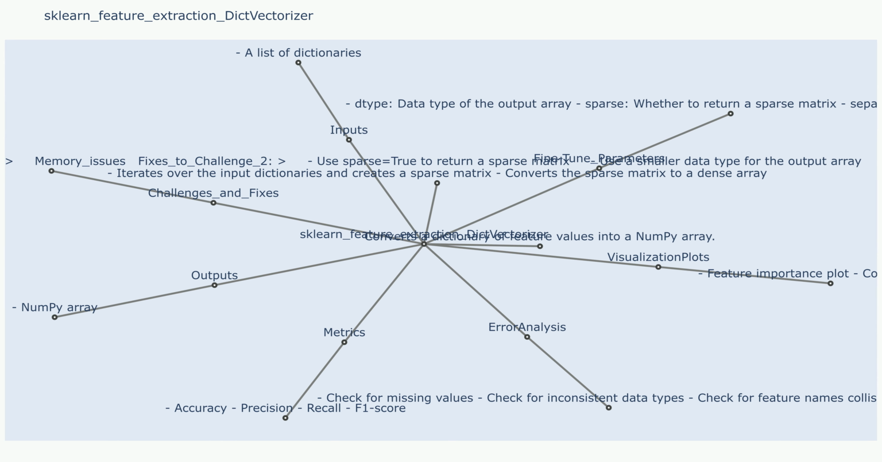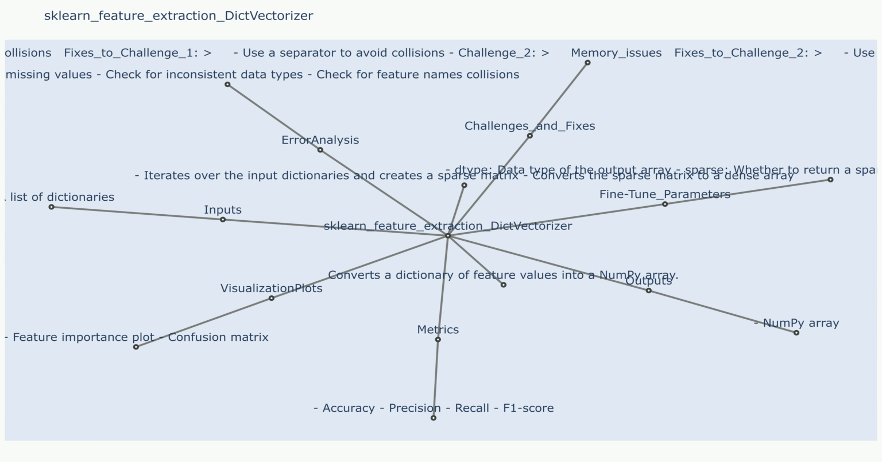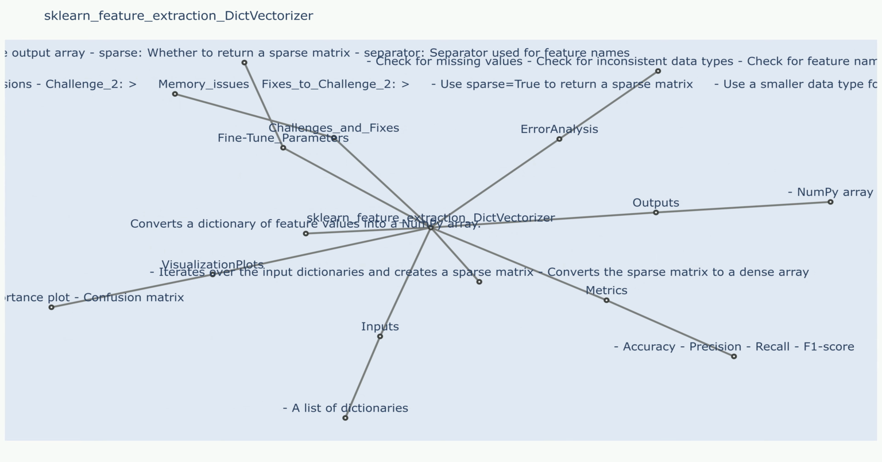Challenges and fixes. Challenge 1: handling missing values. If a feature is not present in a sample, the DictVectorizer will assign a 0 value to the corresponding element in the output vector. This can lead to misleading results if the missing values are not truly 0. Sample use case that resulted in challenge 1: a dataset with features representing the presence or absence of specific medical symptoms, where missing values indicate that the symptom was not recorded. Fixes to challenge 1: use a separate flag variable to indicate missing values, and treat them differently from 0 values.